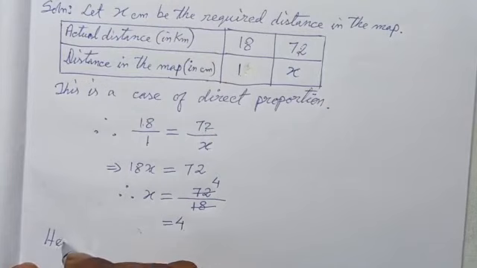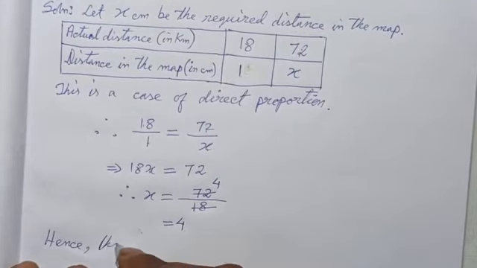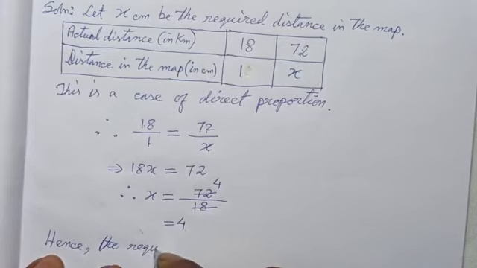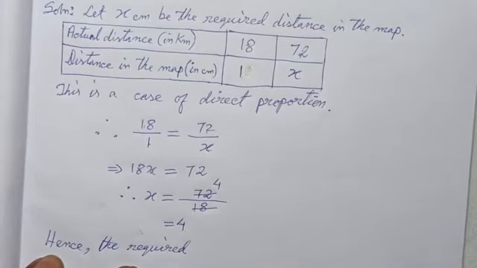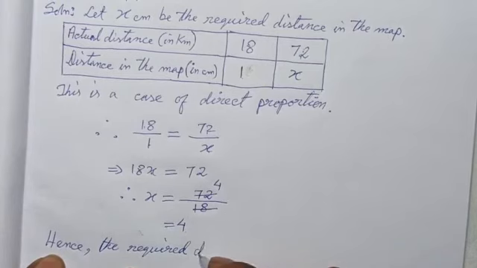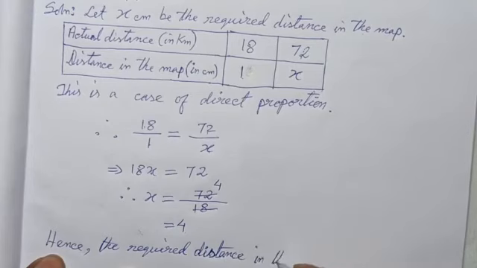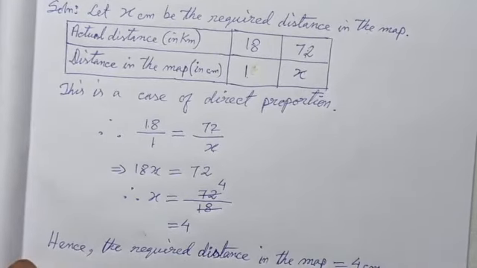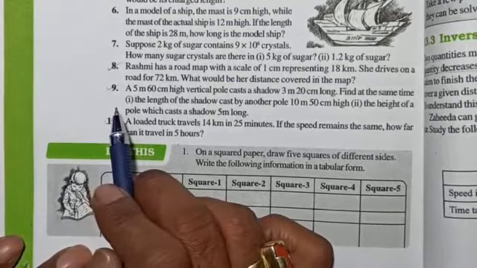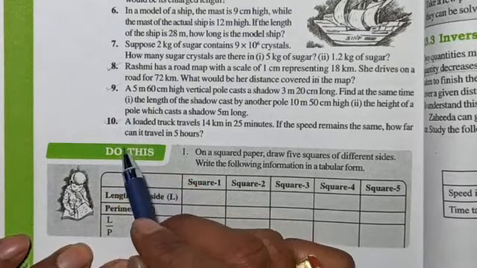Hence the required distance in the map is equal to 4 centimeter, and this is the answer. See, question number 9 is same. You try this question now. Let's try this question number 10.